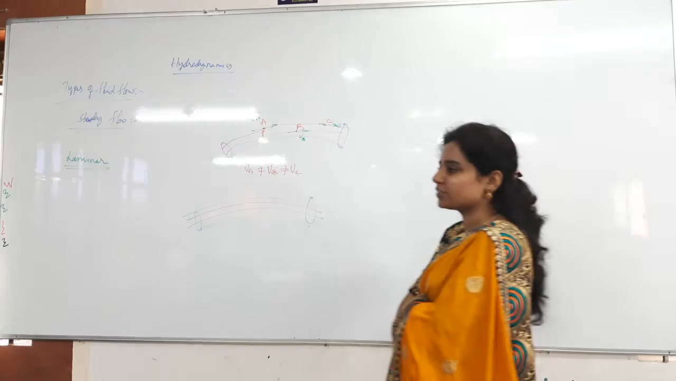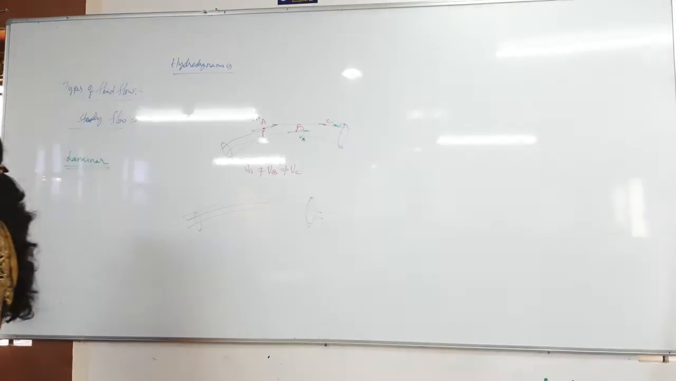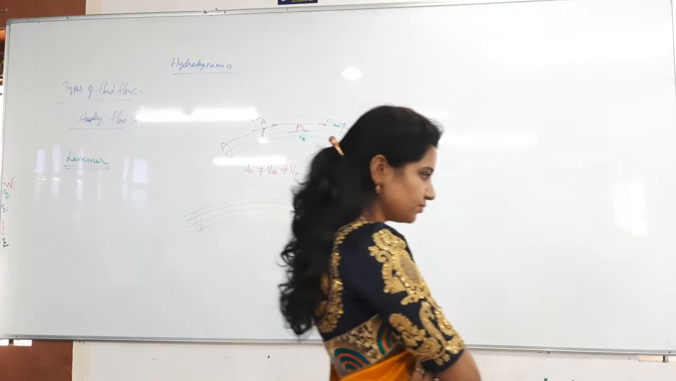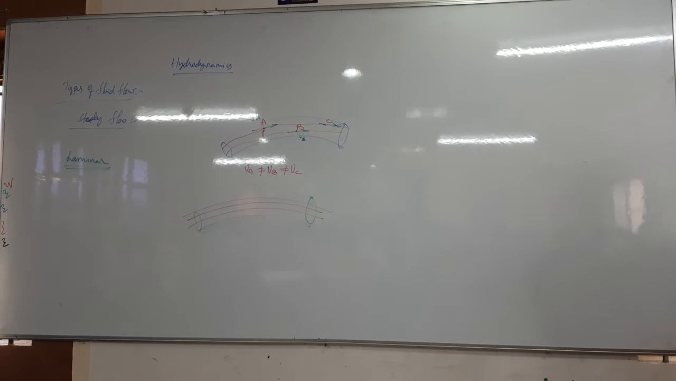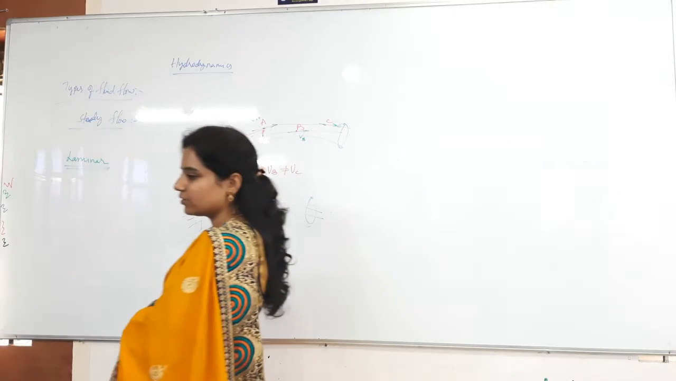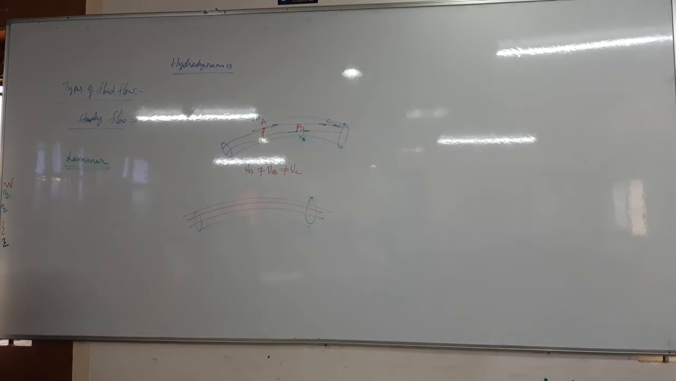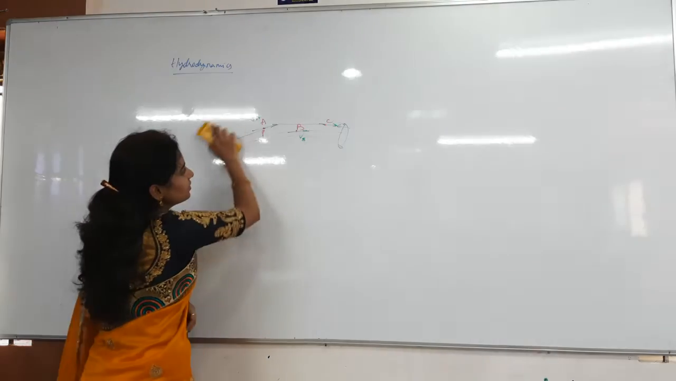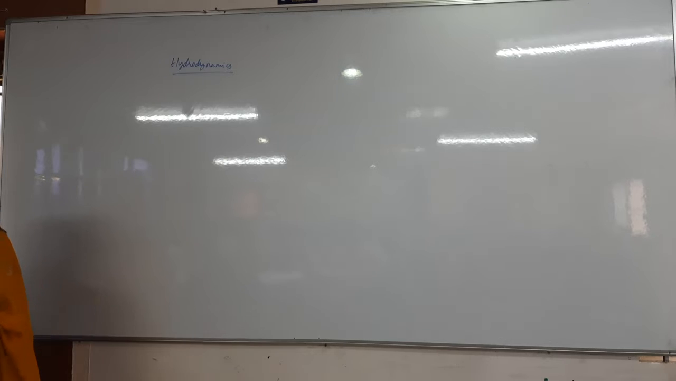Next one is rotational, irrotational. For rotational, all the fluid particles will rotate by their own axis and form eddies. What do you mean by eddies? Circles. The circles inside of the water are known as water eddies. For example, in electromagnetic induction, you will get the eddy current.